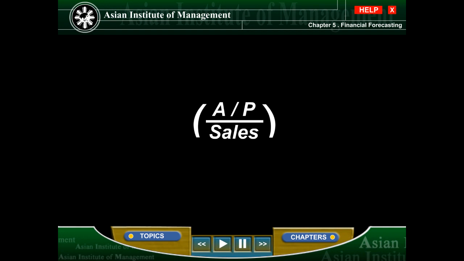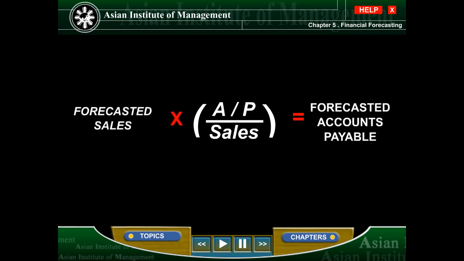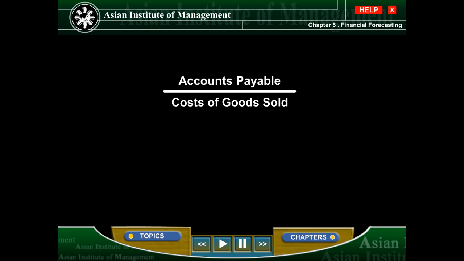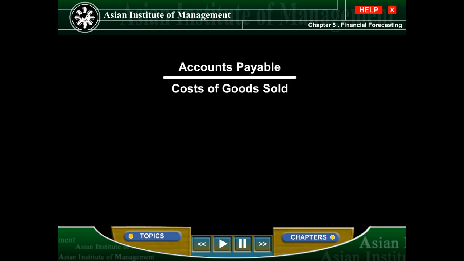One way of forecasting accounts payable is to again get the past ratio or percentage of accounts payable to sales, and then apply this ratio or percentage to the forecasted sales in order to derive forecasted accounts payable. The forecaster can also use the ratio or percentage of accounts payable to cost of goods sold.